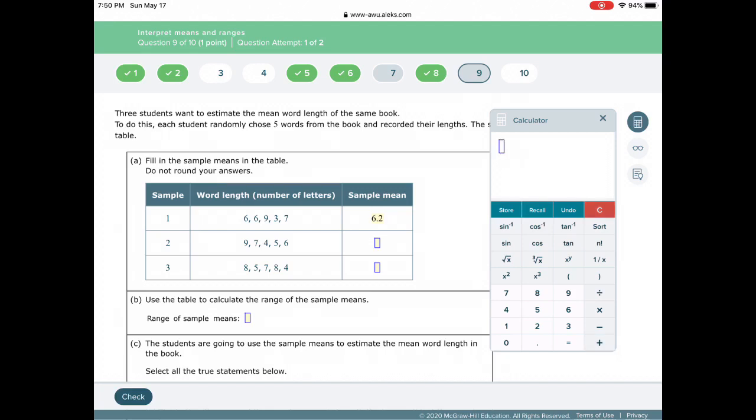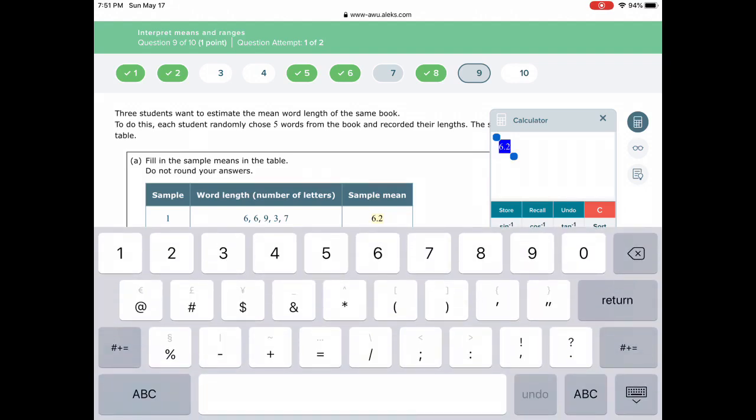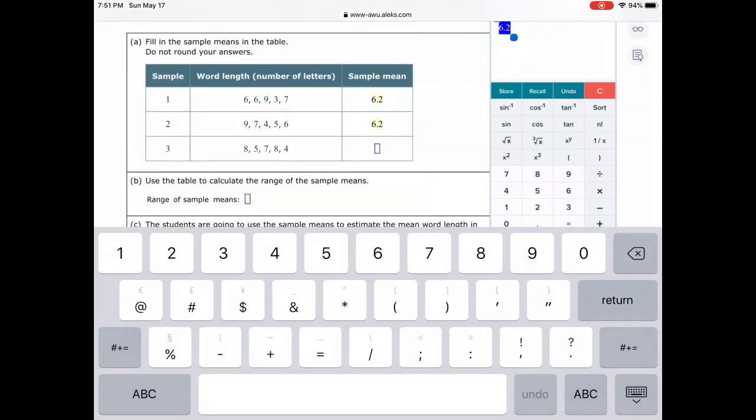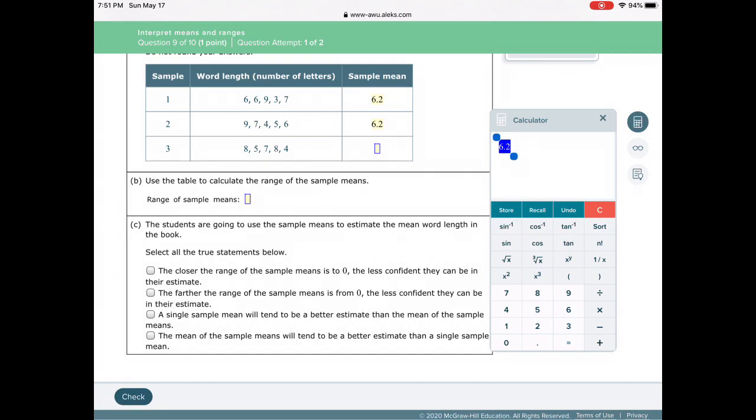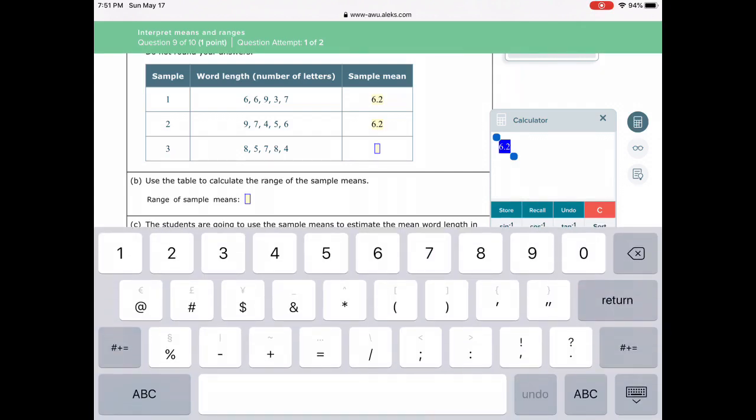Oh, didn't mean to do that. 31 divided by 5. Same thing we just had before, 6.2. So right now it's seeming like the sample averages are all very similar. So this looks to be some pretty trustworthy data here. All right, let's check the last amount here.